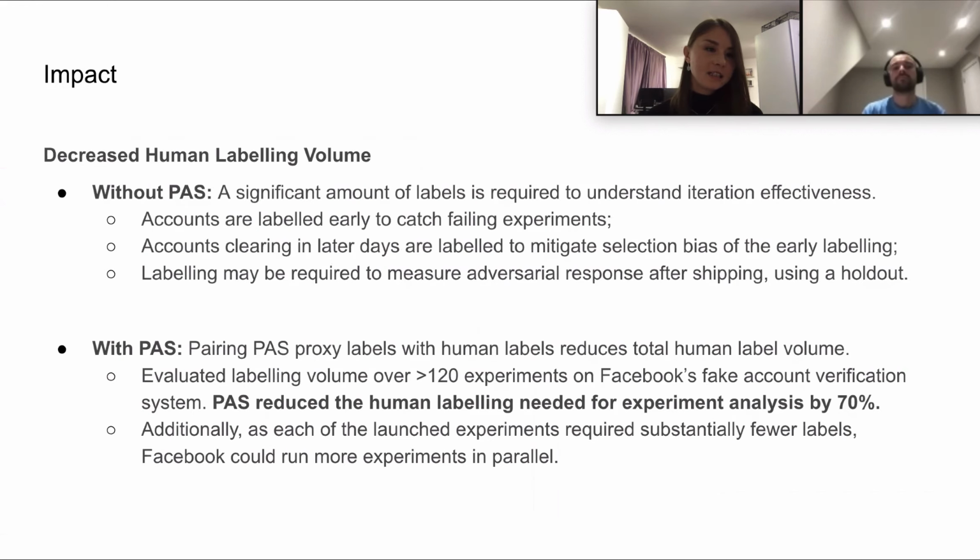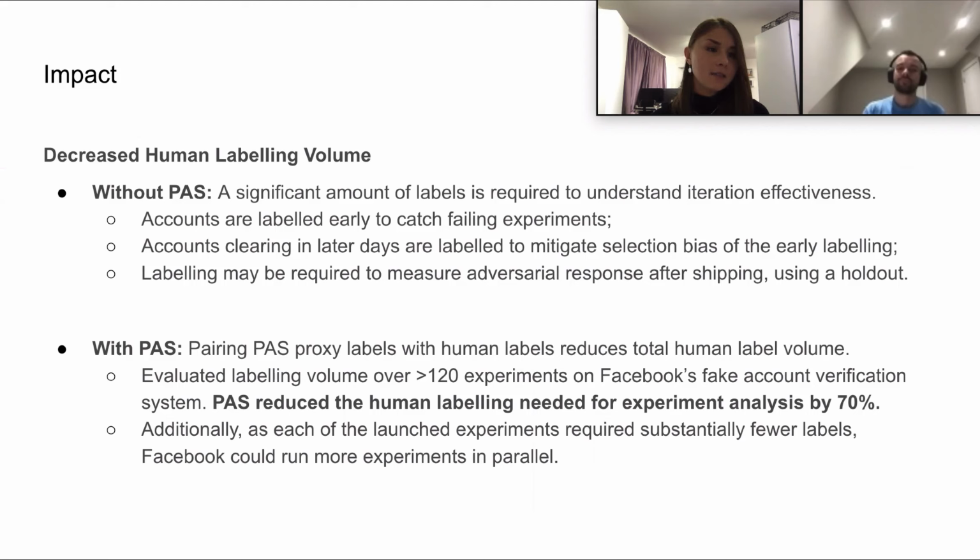As the name suggests, we integrated PASS production into Facebook's environment to assess its usefulness in the experimentation process. When a change was introduced into Facebook's fake account verification system through an experiment, we used PASS to understand how the change impacted real and abusive accounts clearing the system. If the proxy labels assigned by PASS supported the experiment hypothesis, we would validate results with a small amount of human labels before launching the change.